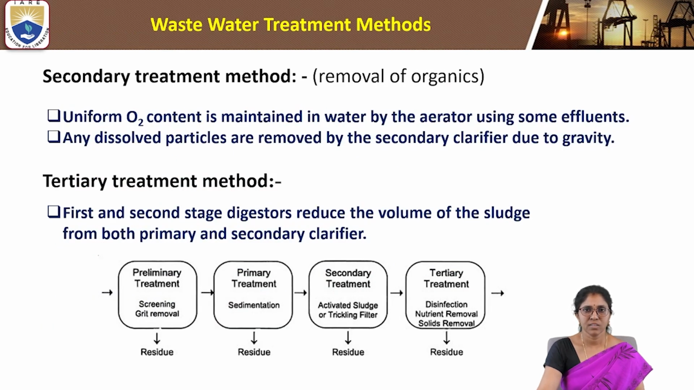Secondary treatment method: in this, removal of organics takes place. Here, uniform oxygen content is maintained in water by an aerator using some effluents. In secondary treatment, we are removing the organics present in wastewater. Any dissolved particles are removed by the secondary clarifier due to gravity.